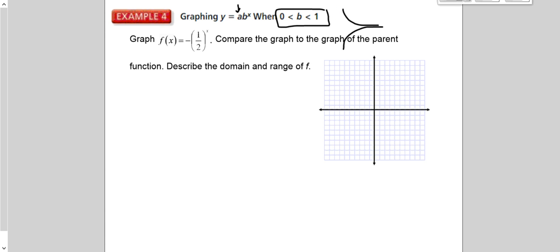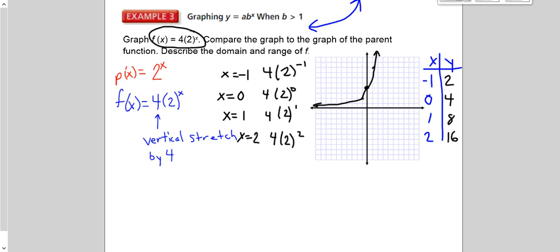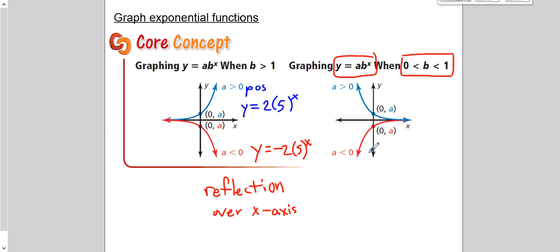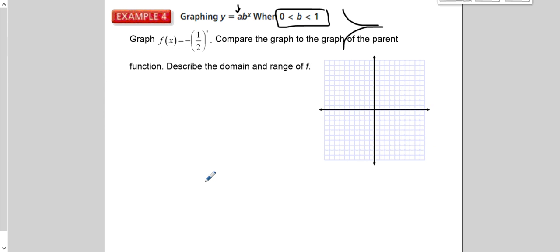Let's go back and look at our notes. A is negative, B is between 0 and 1. Okay, so it's going to look like this red one. This one gives us an idea of what the shape's going to be. Pick some numbers for x. Let's go, I want another negative one this time. -2, -1, 0, 1, 2.